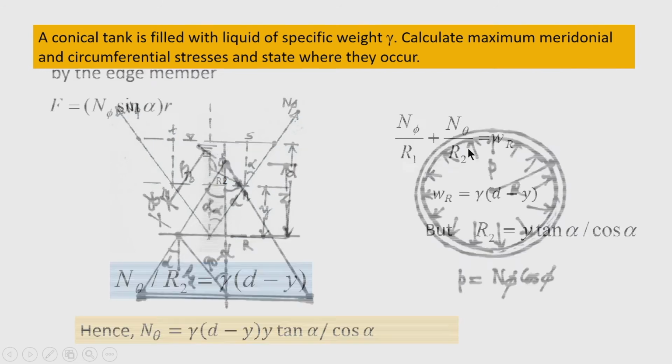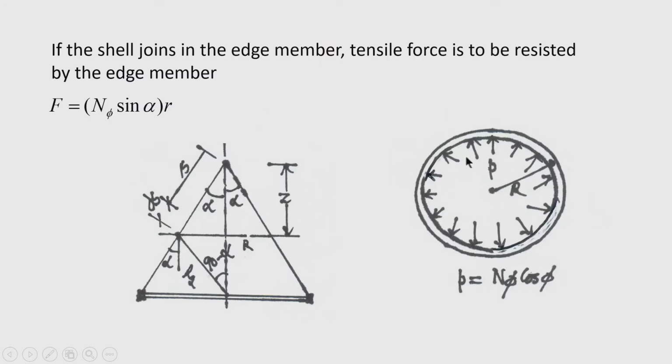So, therefore, if I know the pressure on the ring beam, I can find out the tension in the ring beam and accordingly I can design the beam. So, F here is n phi sin alpha into r. Here the phi angle is 90 minus alpha. So, therefore, n phi sin alpha into r. Okay.